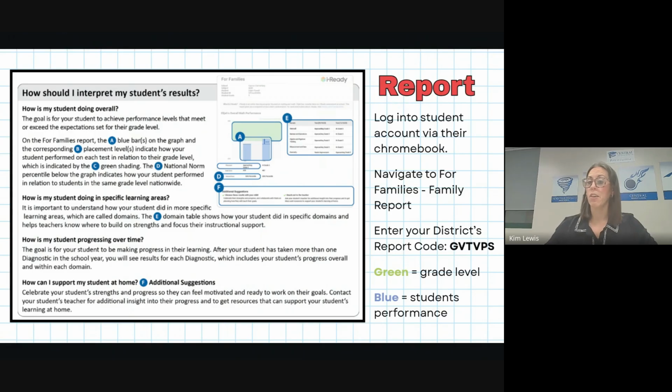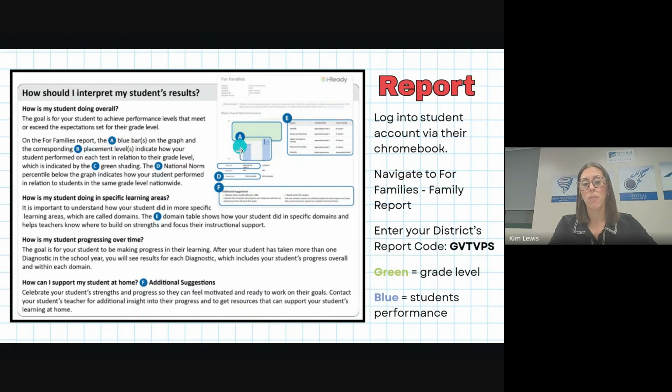At the beginning of the year, they're probably closer to the bottom of green. And at the end of the year, we want them closer to the top of green, because iReady does talk about beginning of third grade, middle of third grade, end of third grade, when they're assigning how well a student did on their assessment. So green is grade level.